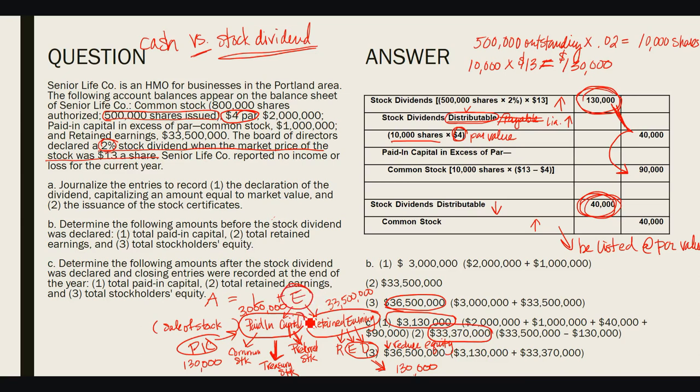It didn't change. It's still sitting at $36,500,000. Why? Because we just took one type of equity and changed it into another. So total equity is not impacted at all. All right, so just a little bit there. I wanted to point that out to you guys.